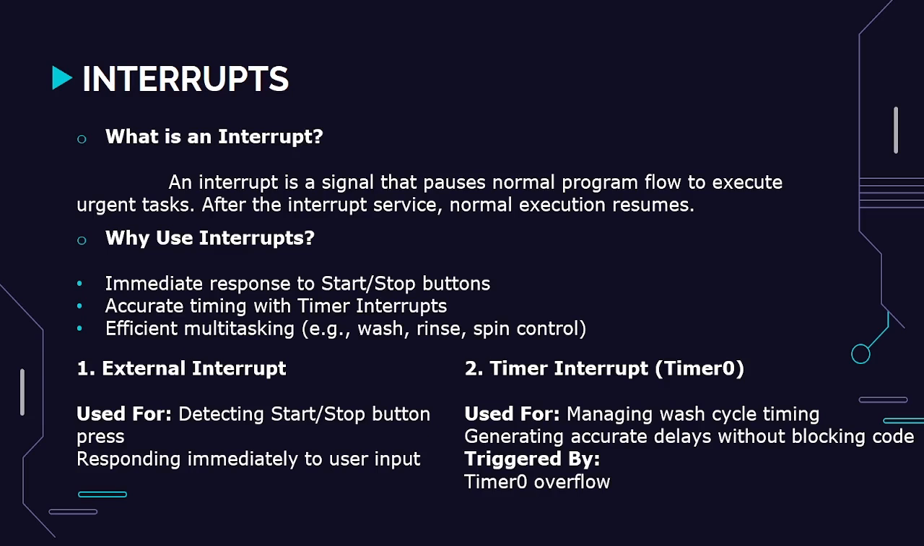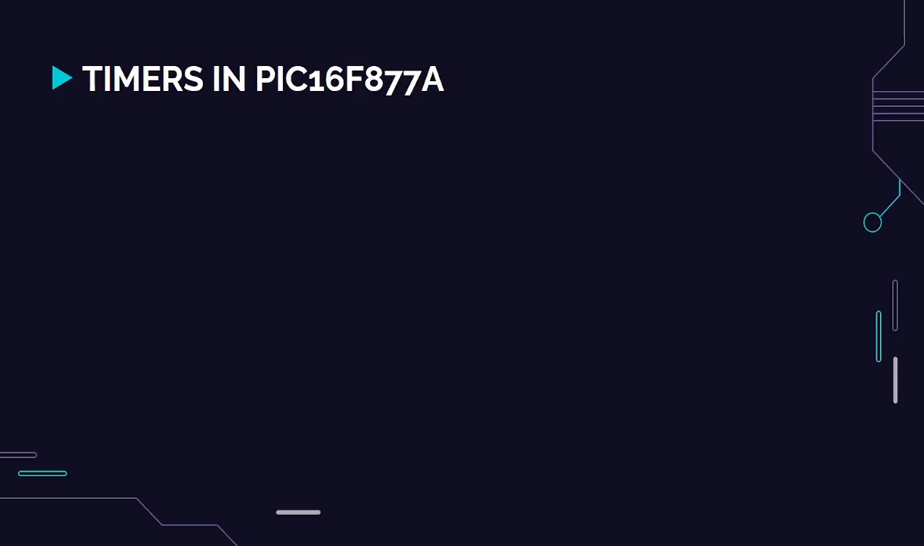External input and timer interrupt. These two interrupts are used in this project. External input is used for detecting start-stop button press, responding immediately to user input, and timer interrupt is used for managing wash cycle timing, generating accurate delay without blocking code, and it is triggered by timer 0 overflow.